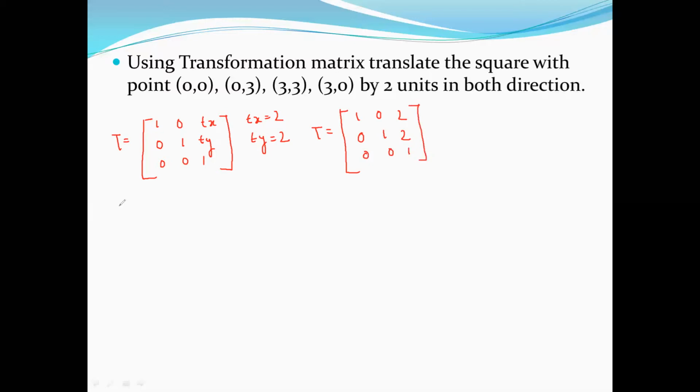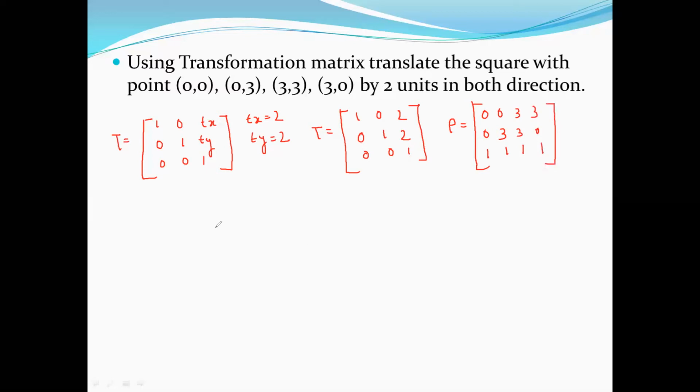Now our point matrix P is nothing but a set of points. What are the points? 0, 0, so we can write 0, 0, 1. This is the coordinate of the first point. The next one is 0, 3, 1. Next one is 3, 3, 1. And the last one is 3, 0, 1.